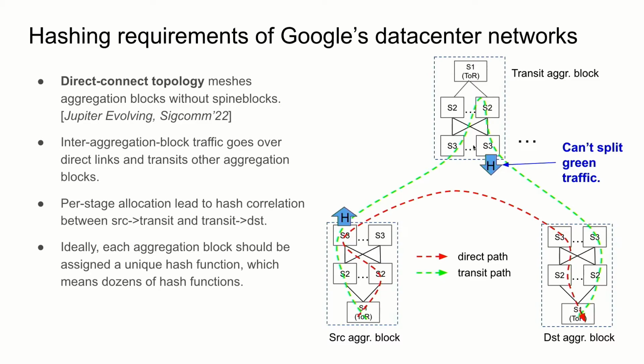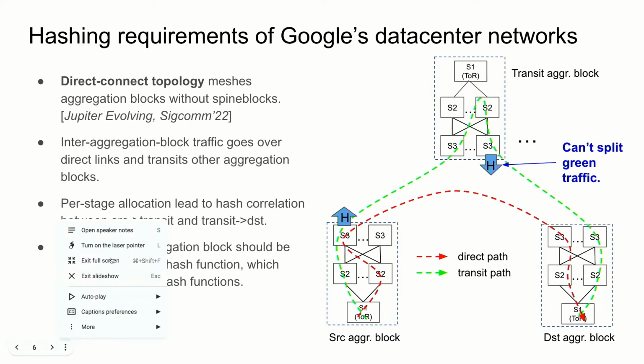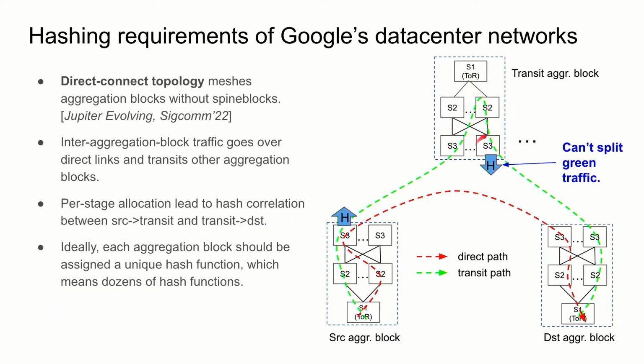Remember the same hash polarization example that I showed earlier? The problem is at the source S3 switch, you could hash the traffic apart, no problem. But what if only the green traffic arrives at the transit? But at this transit S3 chip, unfortunately, you're only seeing green traffic, so you cannot hash it apart. And there might very well be multiple equal cost links to the destination. So this is a problem.